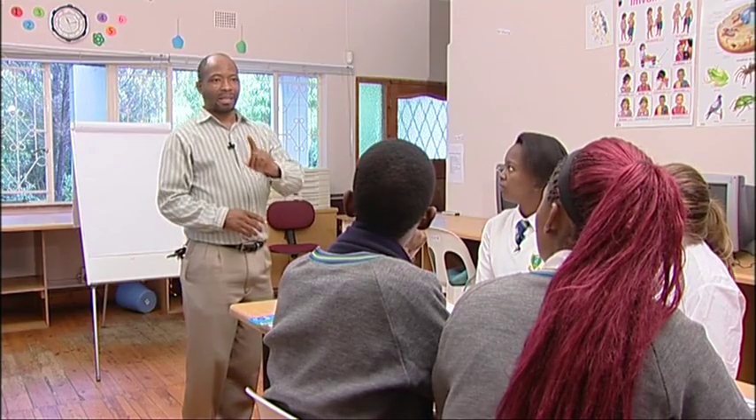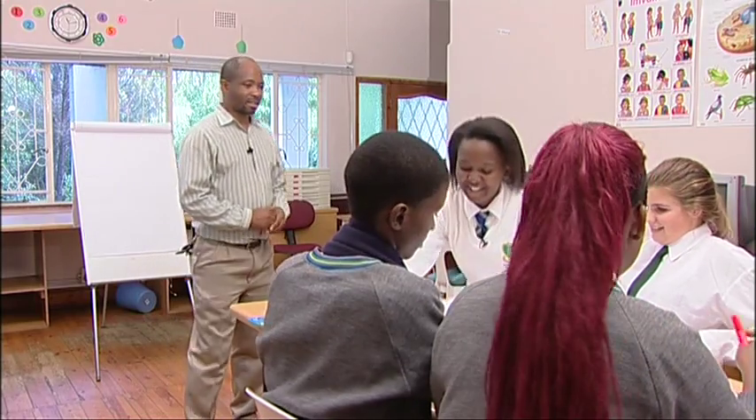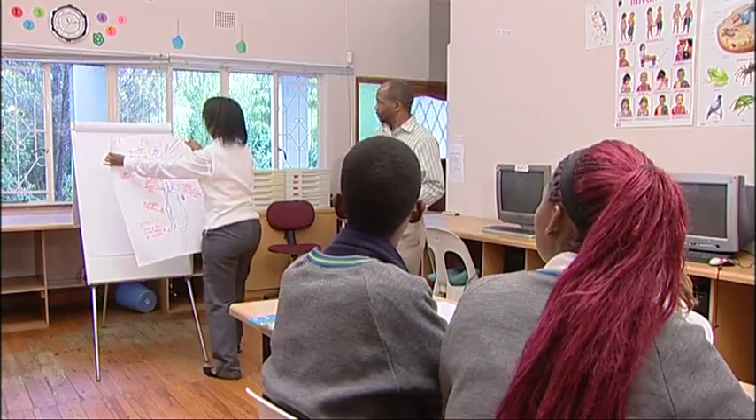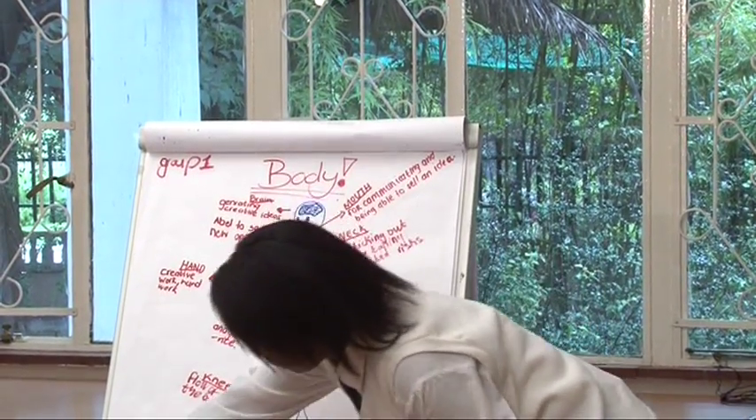Can I please have a volunteer from the group to come and present? After 15 minutes have expired, the first group gets the opportunity to present their poster indicating metaphoric links between body parts and appropriate entrepreneurial characteristics.